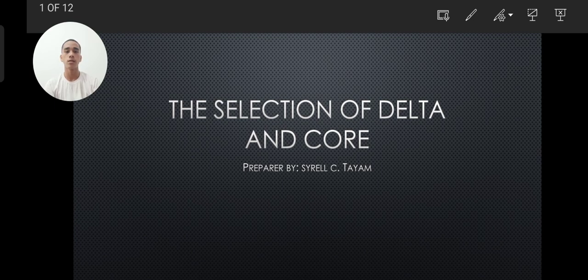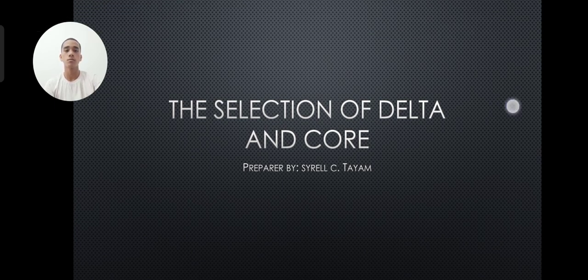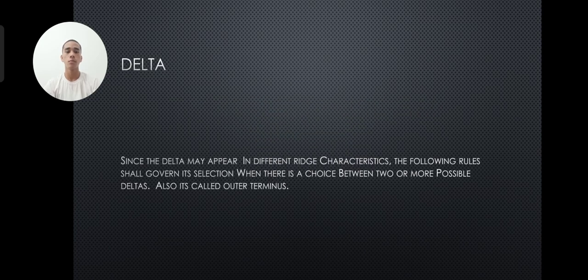So what is delta? Since the delta may appear in different ridge characteristics, the following rules shall govern its selection when there is a choice between two or more possible deltas. So sa delta, it is a point on a ridge or in front of the nearest center of divergence of the two type lines. So sa delta, makita na to siya sa duha ka divergence, makita to sa divergence sa duha ka type lines. So delta is also called the outer terminus.